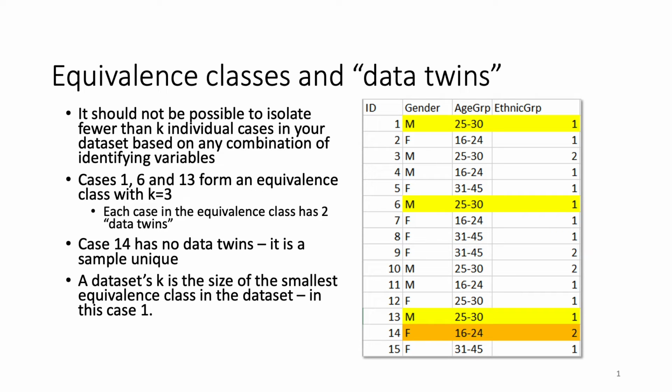So in this example, cases 1, 6, and 13 form an equivalence class with a K of 3. So each case in this equivalence class has 2 data twins. Even if an attacker knew that an individual was in the data set and was able to match their characteristics against the data, they would not be able to tell which of the 3 cases was the target individual. By contrast, case 14 in this data set has no data twins. It's a sample unique. A dataset's K is the size of the smallest equivalence class in the dataset, in this case, 1.